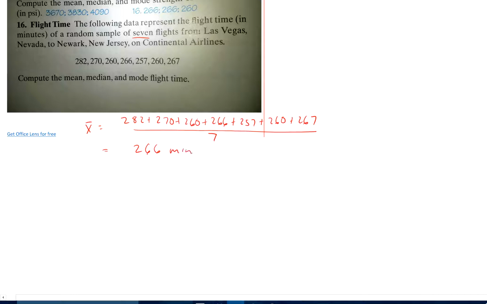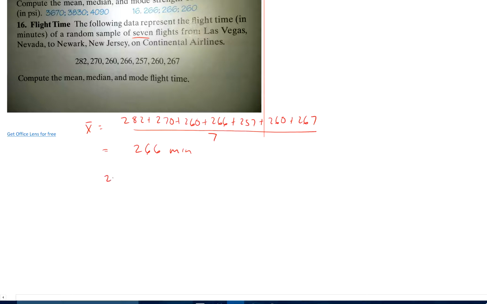Alright, 16. Find the mean, median, and mode for these. So the mean, so we've got a sample, so x bar, of course, is going to be just adding them up. 282 plus 270 plus 260 plus 266 plus 257 plus 260 plus 267 divided by 7 flights, 7 total. So that's going to be 266. This is a flight time in minutes. So that's your average.